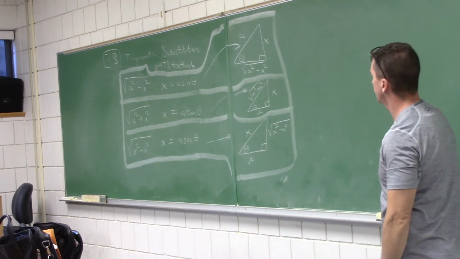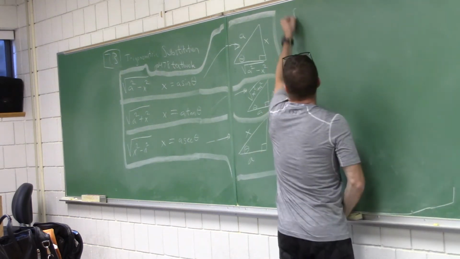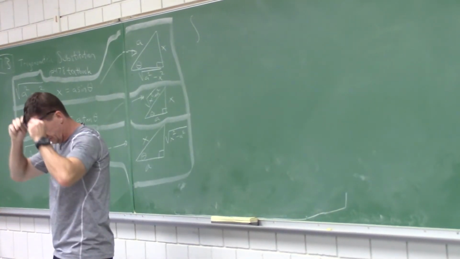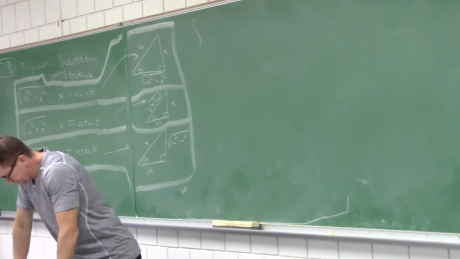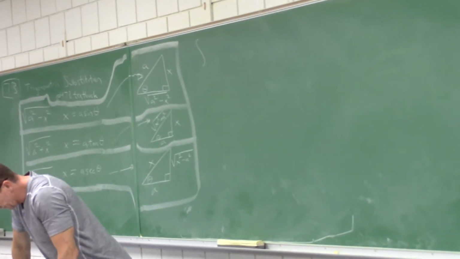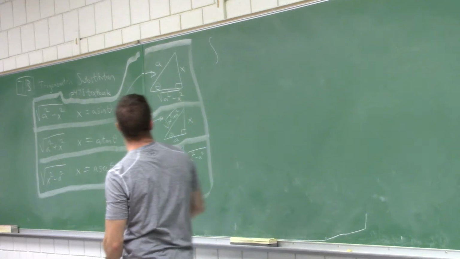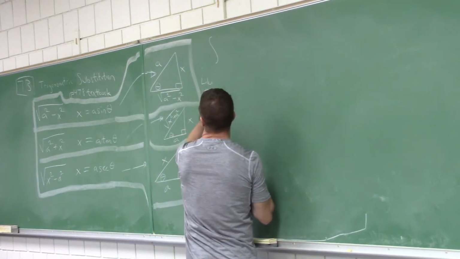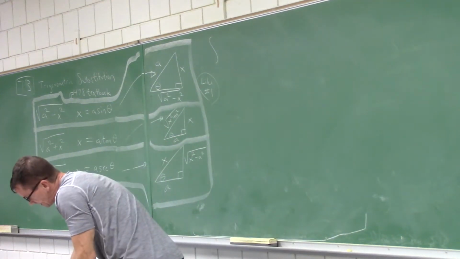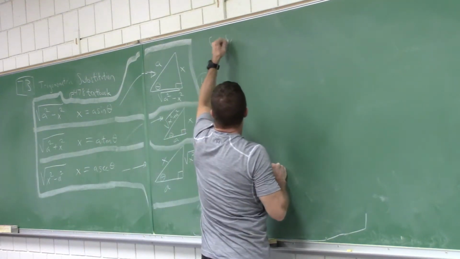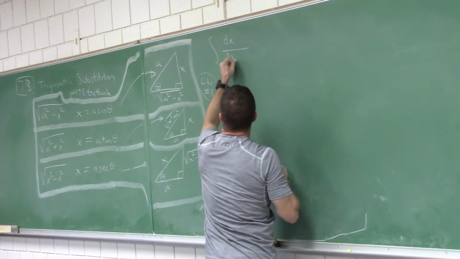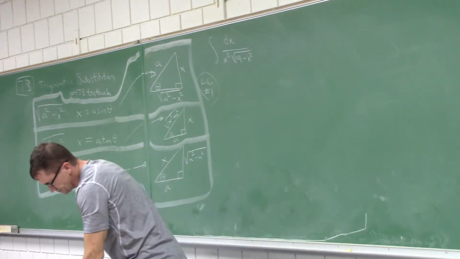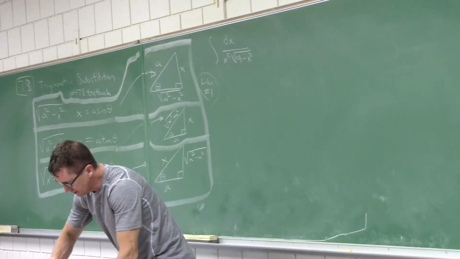All right. Well, let's get started. Let's look at a problem, everyone. This is from section 7.3. Let's start off with a problem that's just like number 1. I got the integral of dx over x squared square root of 9 minus x squared, and they want us to find the antiderivative.